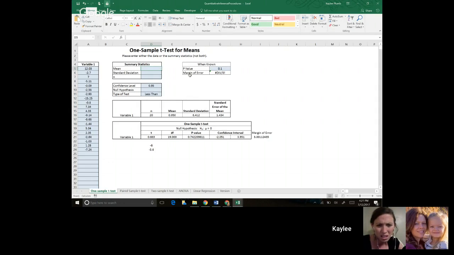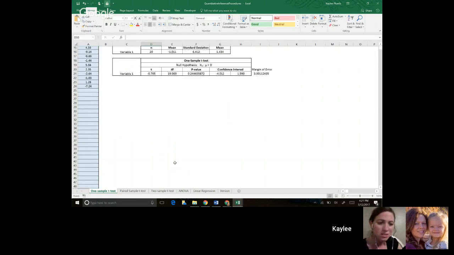What are you guys getting? For p-value, I got 0.245-ish. Oh. Did you do not equal to? Is that right? I did less than. I did less than, and mine says 0.858. What did you do for null? But my data looks different than yours. My first number is negative 8.63. That's my first number too.